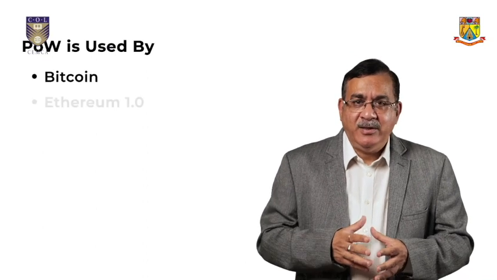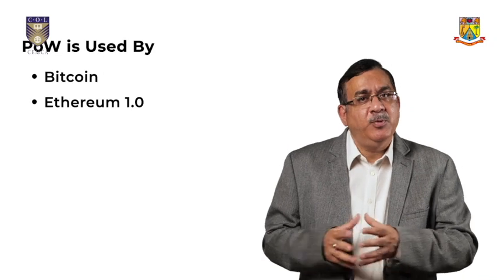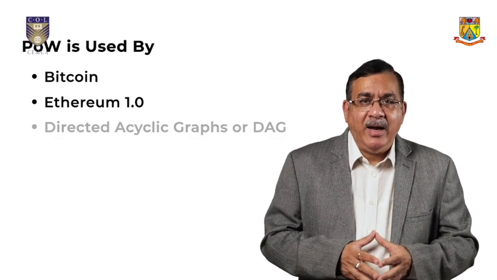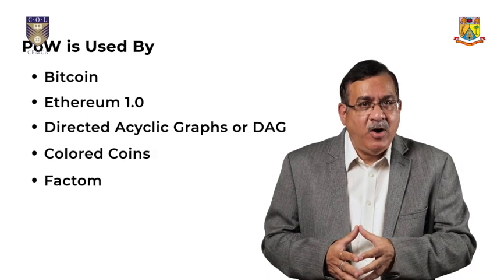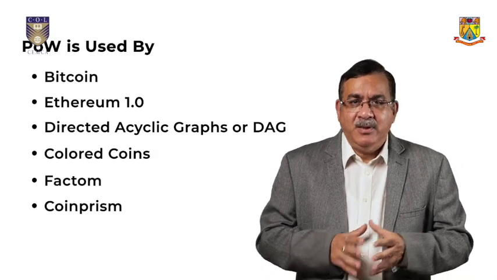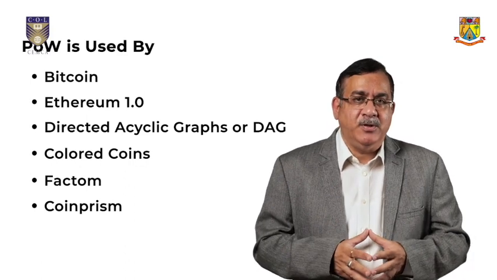Proof of work as a consensus mechanism is used by the following blockchain protocols: Bitcoin, Ethereum 1.0, though Ethereum 2.0 has moved to proof of stake, Directed Acyclic Graphs or DAG, Colored Coins, Factom, Coin Prism. The list is not exhaustive but gives the names of a few widely used protocols.